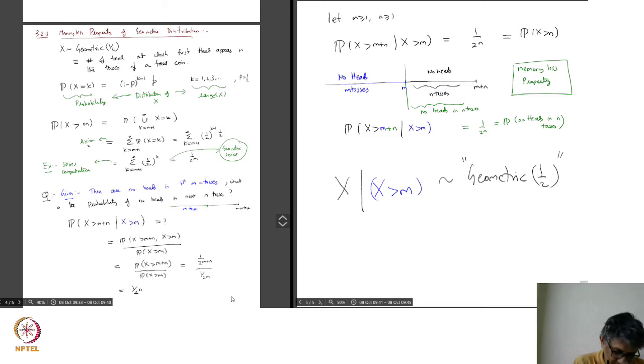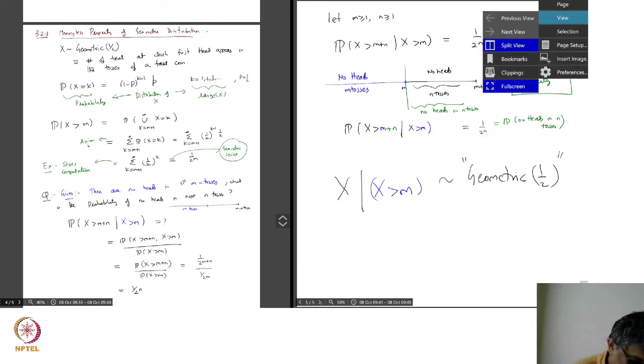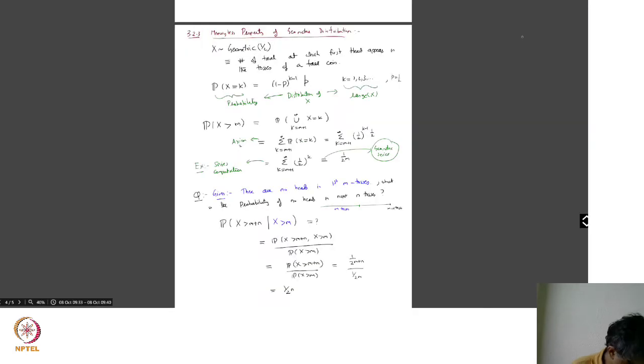Okay, very nice. So here, a quick view. Let me go back to my original view.